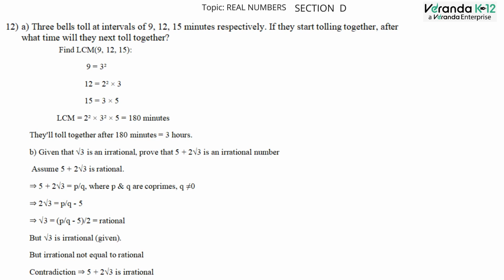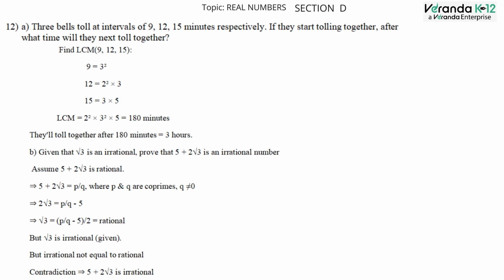Now part B. Given that square root of 3 is an irrational number, prove that 5 + 2√3 is an irrational number. Let us assume 5 + 2√3 is rational. That is, 5 + 2√3 can be written as p by q, where p and q are coprimes and q not equal to 0. By rearranging, we get 2√3 equals p by q minus 5, which implies square root of 3 equals (p by q minus 5) by 2.